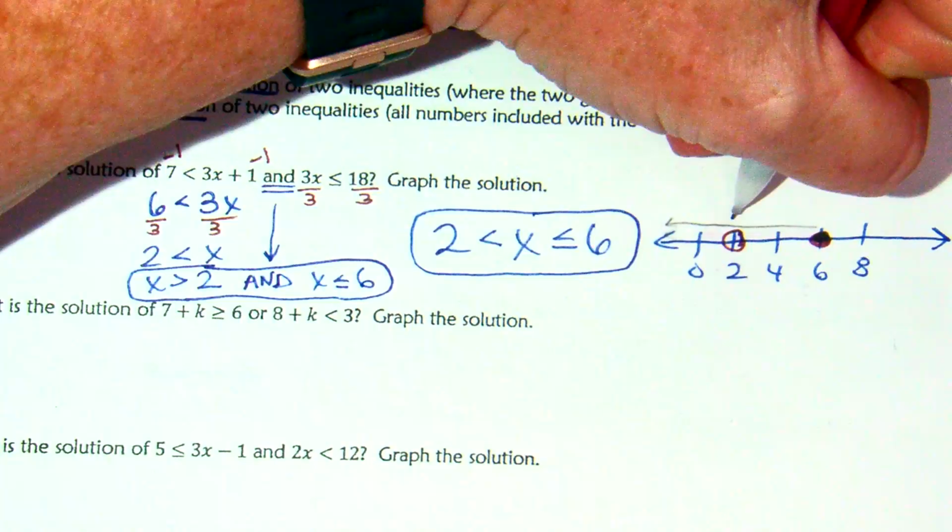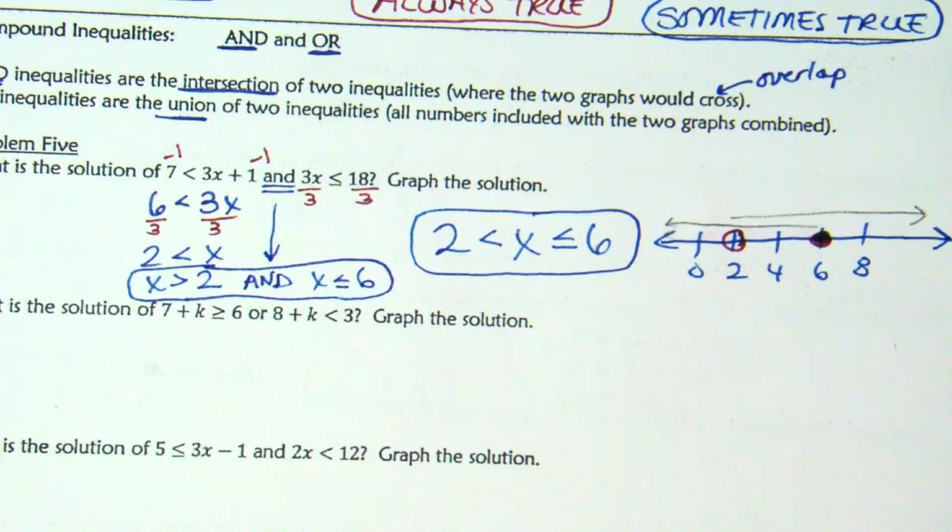But this is an and statement. It's an intersection statement. Remember what it said up there? It said to shade or graph wherever the lines cross. I like the word overlap. Where do my lines overlap? They overlap between 2 and 6. So my shading is there where my pencil overlapped between 2 and 6.